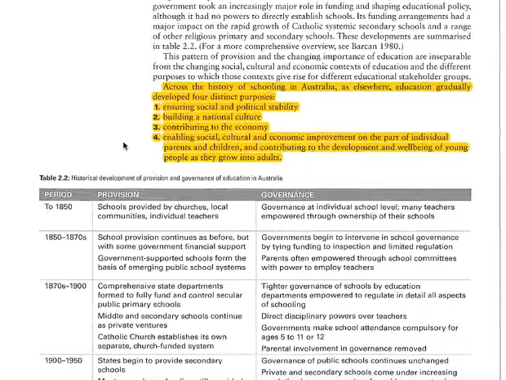I was just mentioning that. Number two, building a national culture, alluded to that in terms of that transmission of values. Contributing to the economy, again, this notion of productive citizens, productive workforce, productive economy, strong economy, all of that stuff. And number four, enabling social, cultural, and economic improvement on the part of individual parents and students, contributing to the development of well-being as young people.